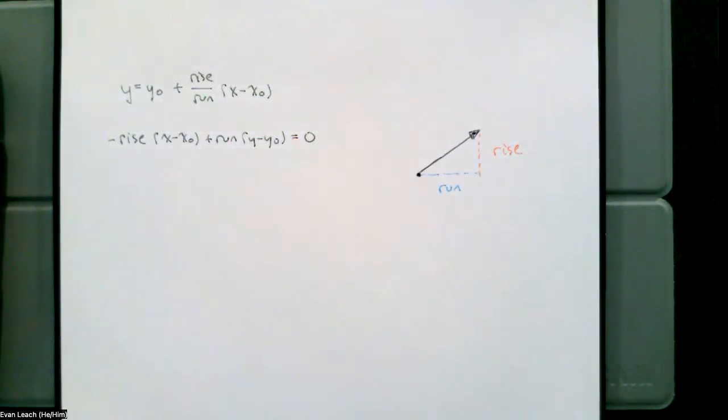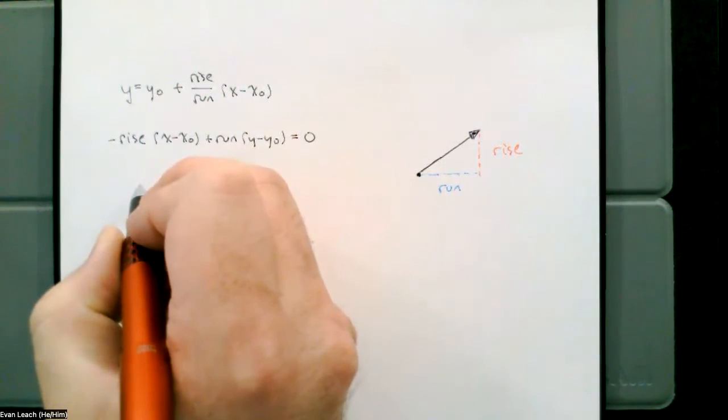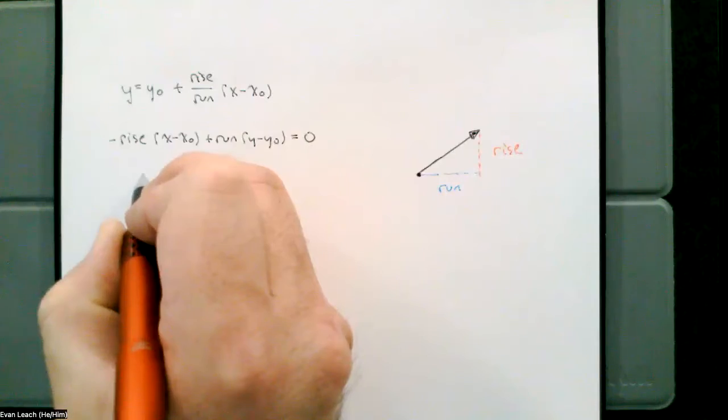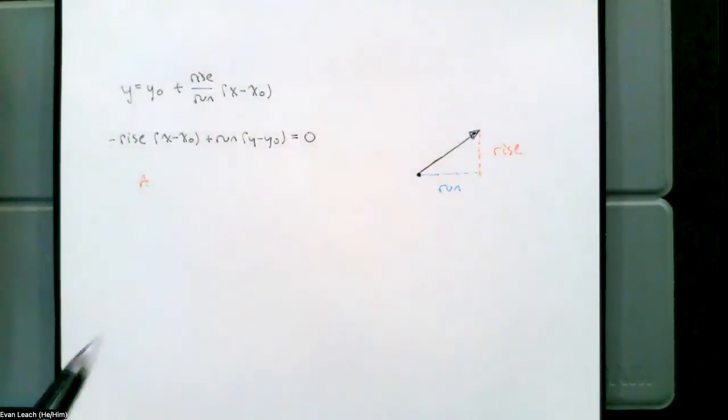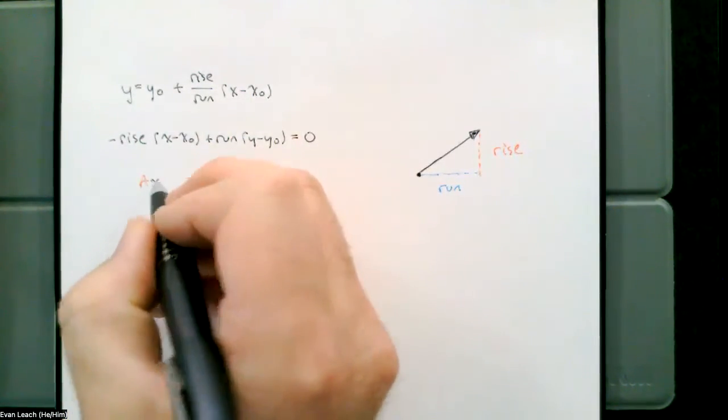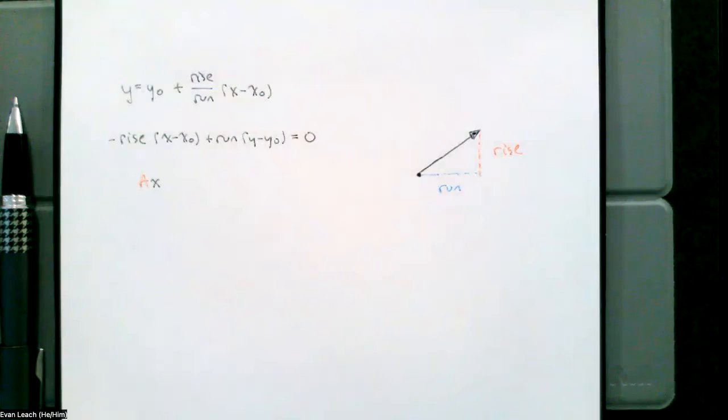What we discovered is that the standard equation of a line has a coefficient of the rise for the x, so ax. That's not how I wanted to phrase it.